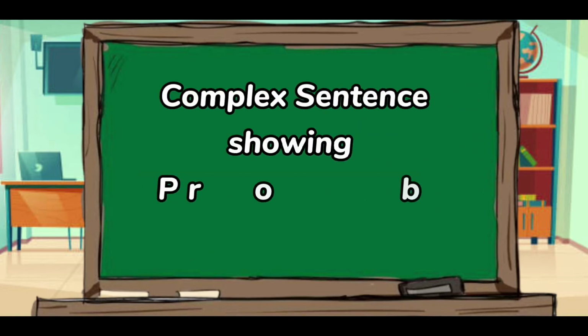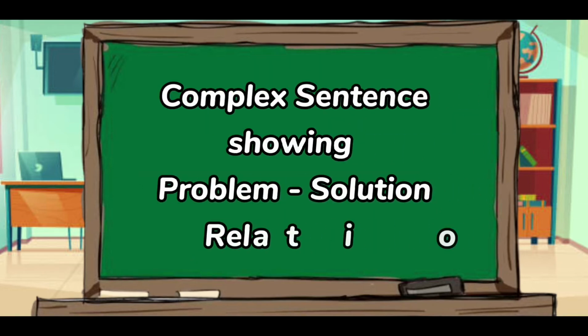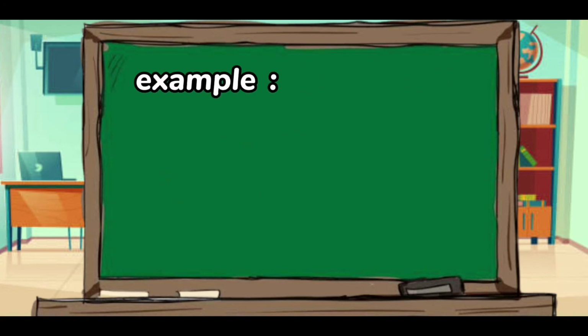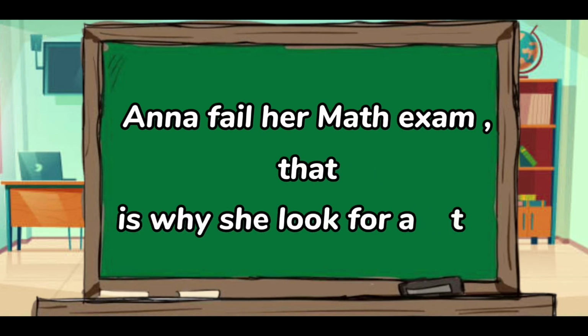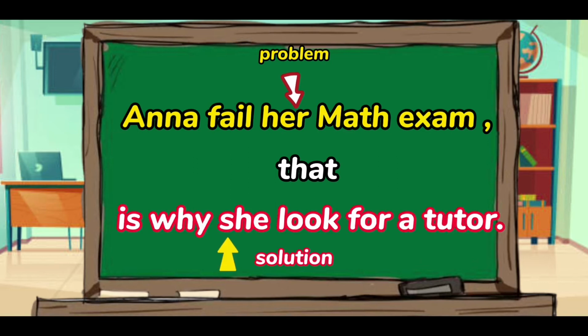Here is an example of a complex sentence showing the problem and solution relationship. Anna failed her math exam. That is why she looked for a tutor. The problem: Anna failed her math exam. And her solution: she looked for a tutor.